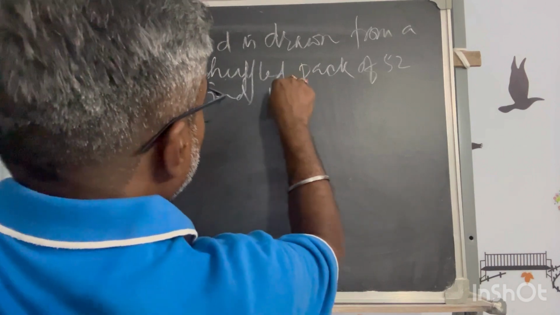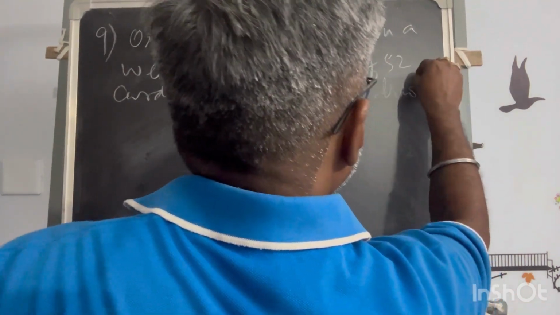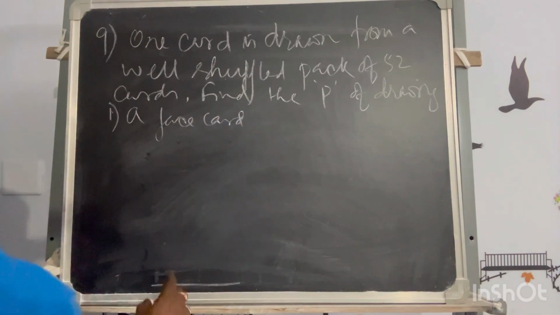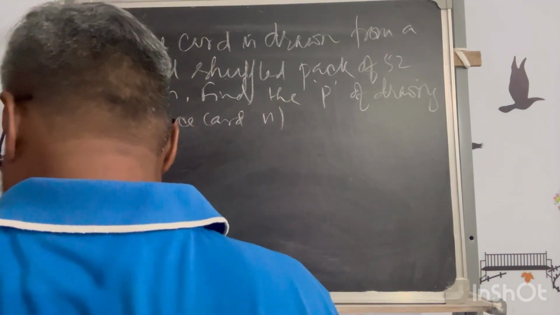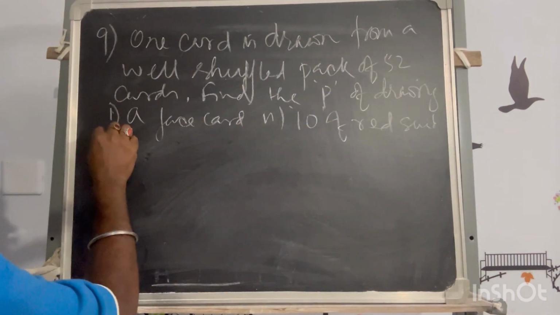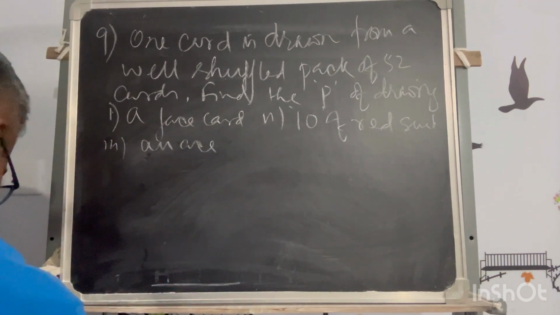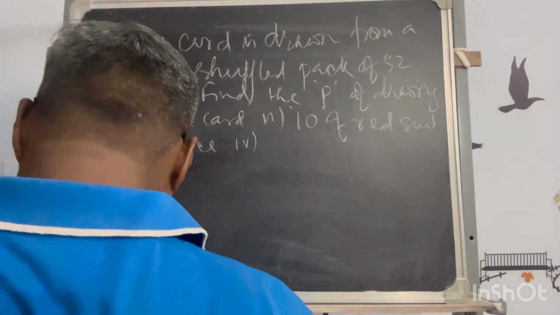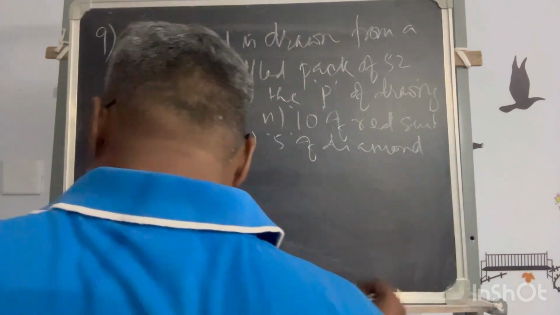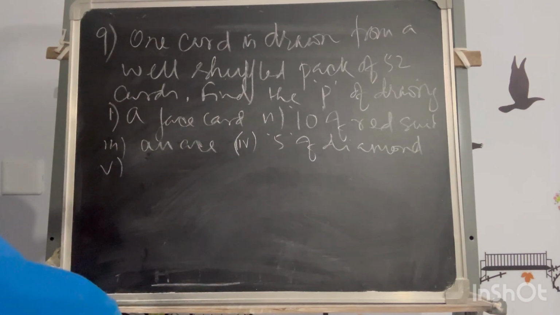Find the probability of drawing: the first case, a face card; second, a 10 of red suit; third, an ace; fourth, the 5 of diamond; and the fifth one is a black queen.